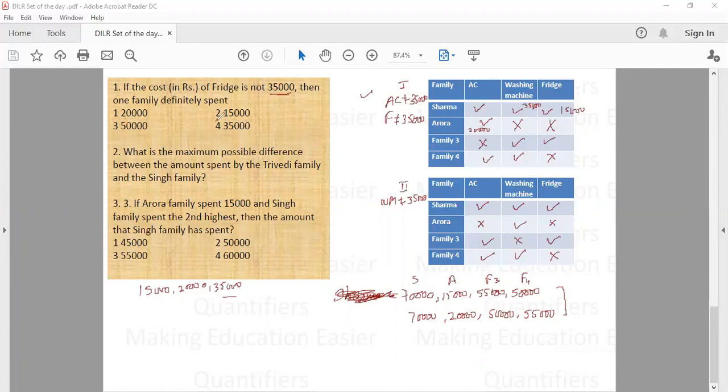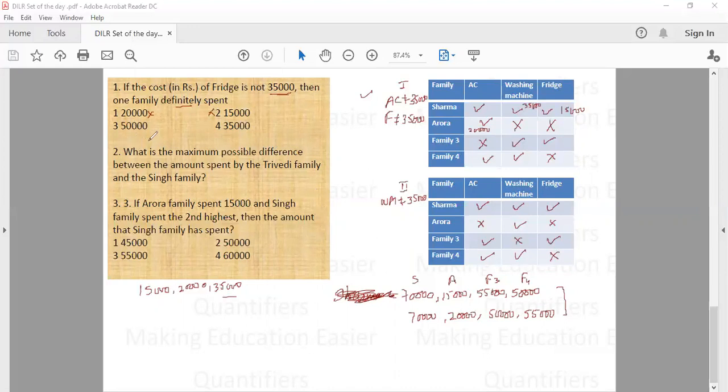So the first question says one family definitely spent. First option is 20,000. That is not in the options. Second option is 15,000. Although 15,000 is the amount spent by Aroras in the first case, no family has spent the same amount of 15,000 in the second case. That means this could be the amount in the first case, but this is not the amount for the second case. And question says definitely. So this is again not possible.